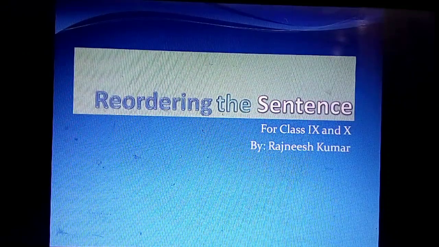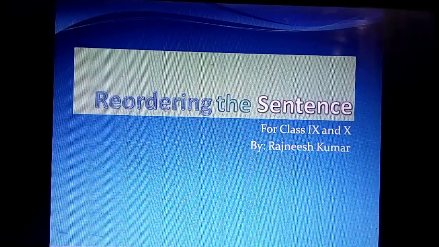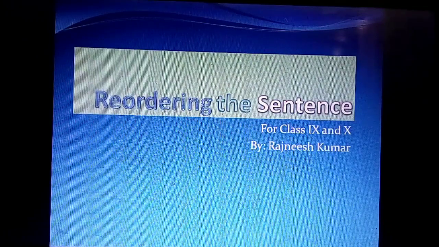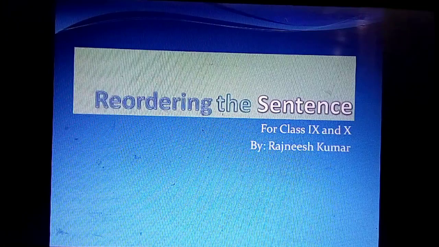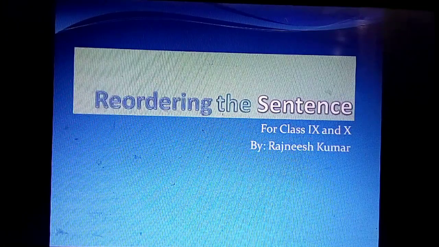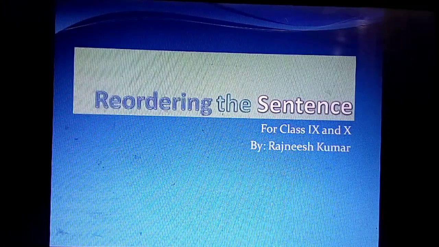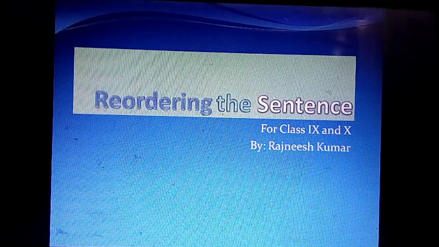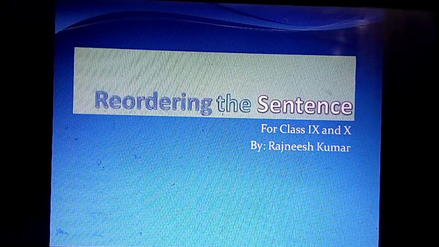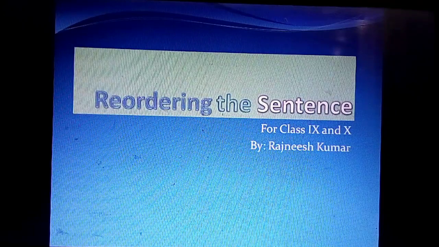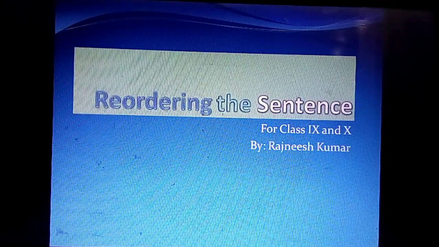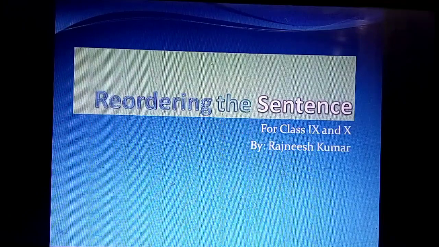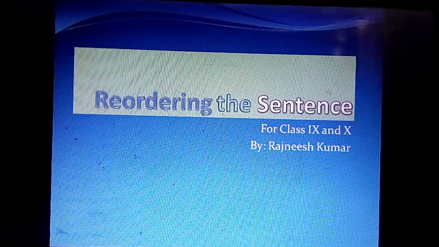Today's lesson is reordering the sentence. Dear students, you have to go through this lesson and write in your grammar notebook the main features of it based on the lesson that you will see, and then later I will be giving you exercises to be done for reordering the sentence based on what we studied today.